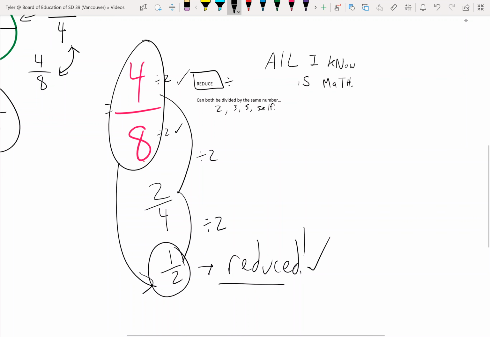If you forget to reduce in a question, you usually lose half a mark, just a little bit. It's not a big deal, but it is important if you're aiming to get perfect and show your work properly. That's basically it for the basics of fractions.